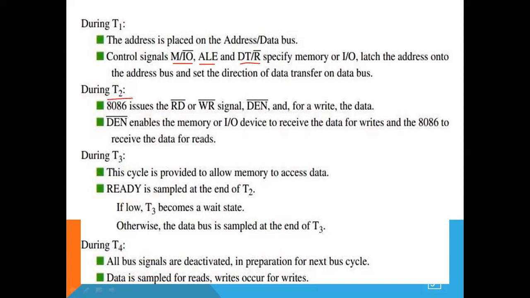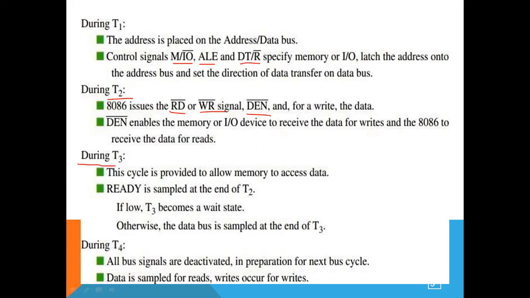During the T2 state, the 8086 issues the read mode, write mode, and data enable for writing the data. Data enable allows the memory or I/O devices to receive the data for write, and the 8086 to receive the data for reads.